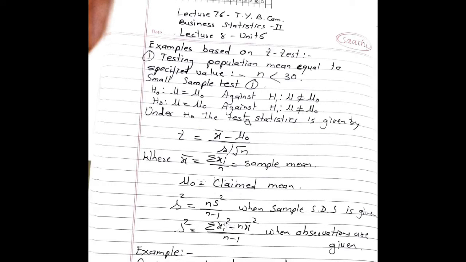Under H naught, the test statistic is given by T is equal to x bar minus mu naught upon S upon root n, where x bar is nothing but summation xi upon n, which is the sample mean. Mu naught is the claimed mean. Small s square is equal to n into capital S square upon n minus 1 when sample standard deviation capital S is given. Small s square is equal to summation xi square minus n into x bar square upon n minus 1 when observations are given. See the first example.